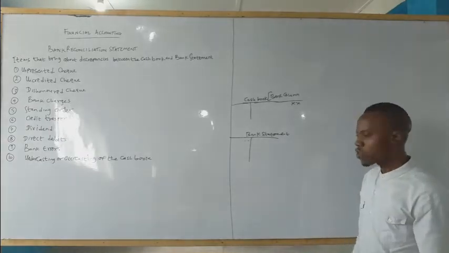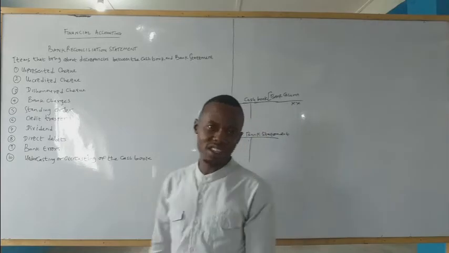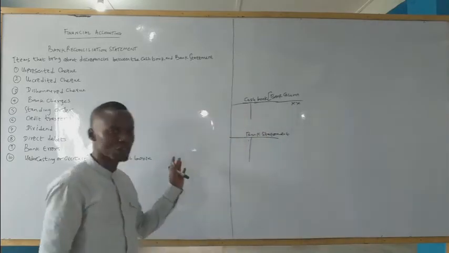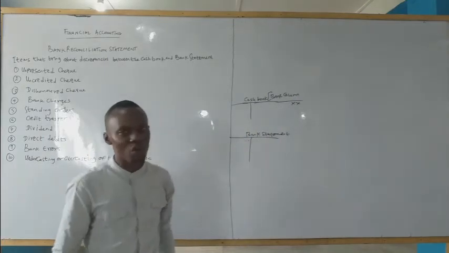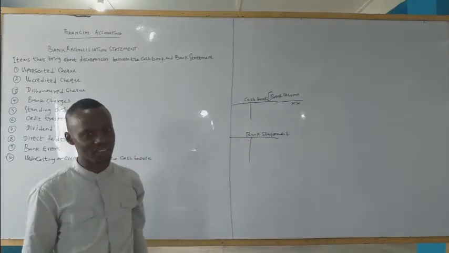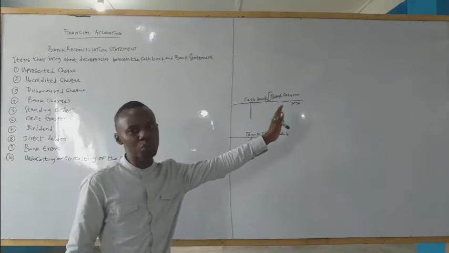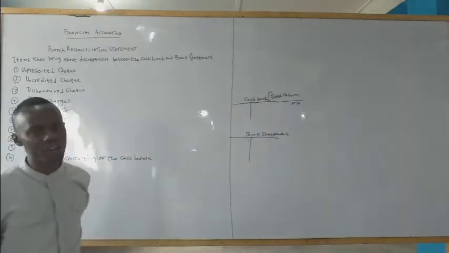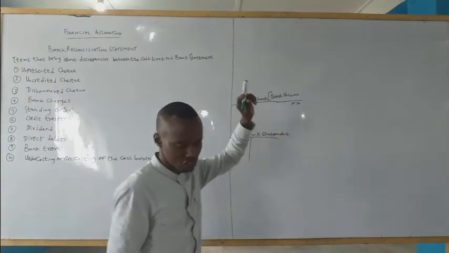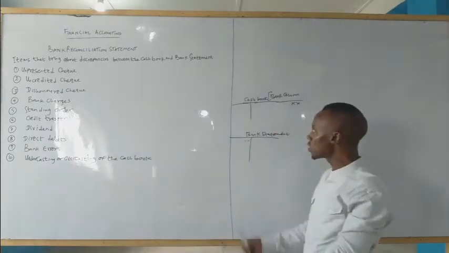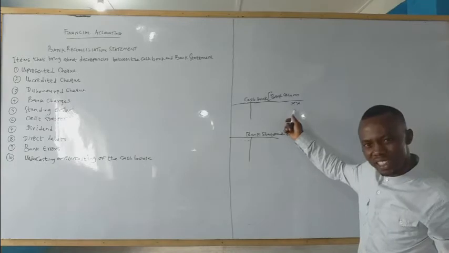So why would this one cause a discrepancy between the cash book and bank statement? It is that the credit side of our cash book will be overcasted. So how can we correct this transaction? By removing the said amount, removing the amount that we have already credited in our cash book.